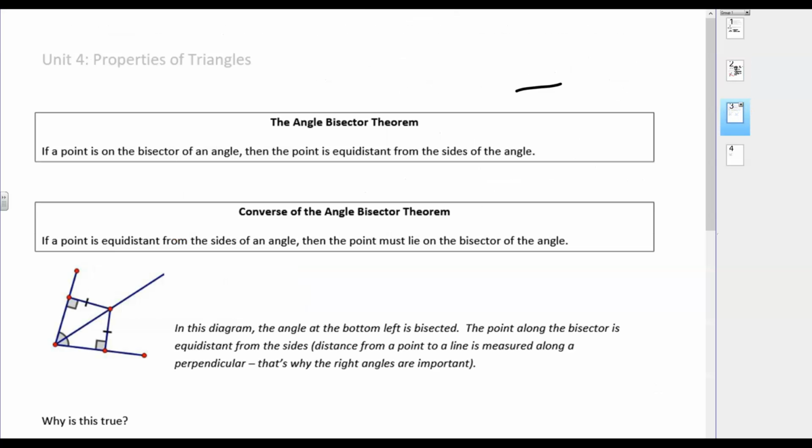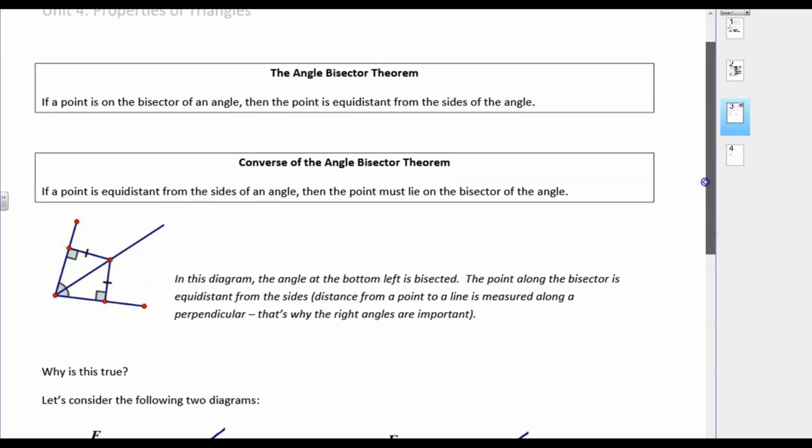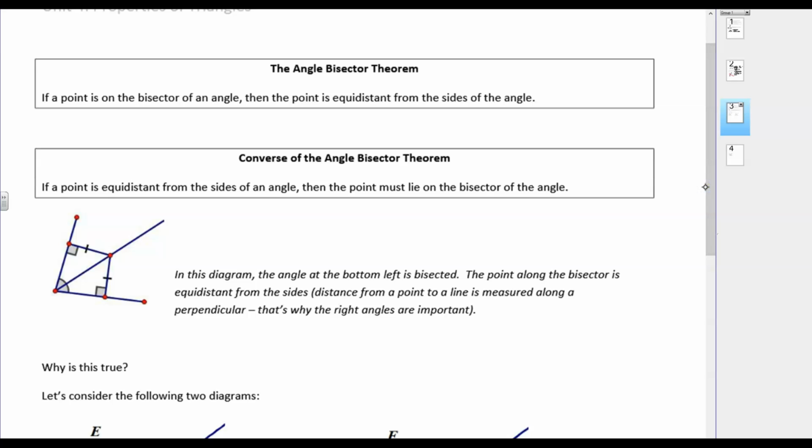All right, let's talk about angle bisectors. The angle bisector theorem states that if a point is on the bisector of an angle, then the point is equidistant from the sides of the angle. Whereas the converse says that if a point is equidistant from the sides of the angle, then the point must lie on the bisector of the angle.